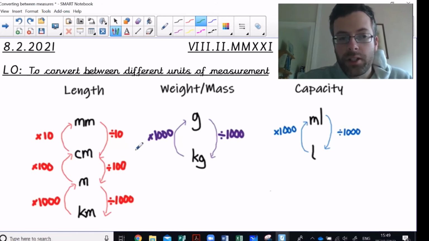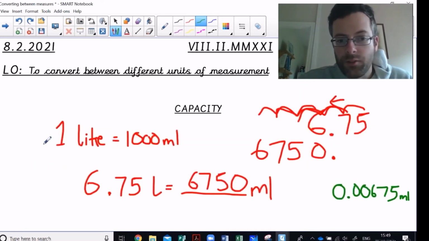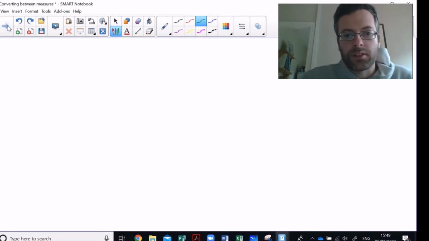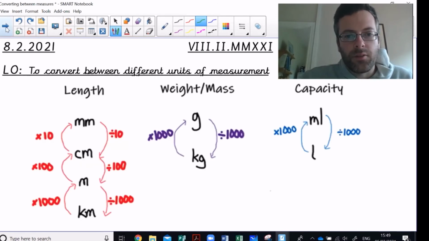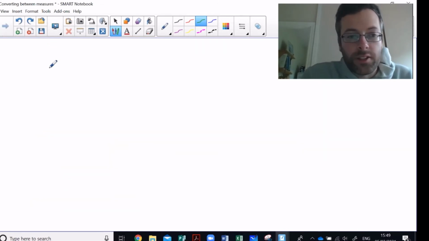So in your questions today, some of them are going to be like this. It will give you an amount, and you need to tell me what it is in whatever. Some of the questions, though, you might be asked to put these in order. So you might have something like 3.2 centimetres.